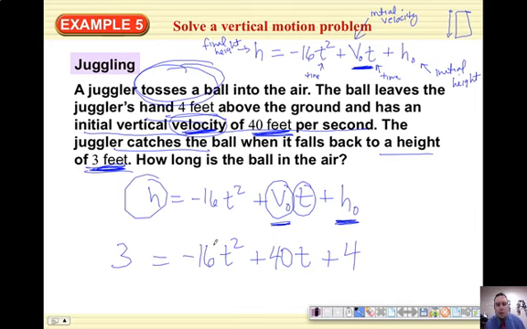Now I could change up the question, say, when does the ball hit the ground? Then this would be 0, but it's not. So be ready for anything that I throw at you. Here we go. All you have to do now is solve this thing. So minus 3, always make it equal to 0, or just about always. So 0 equals negative 16t squared plus 40t, and then this becomes plus 1. All you have to do is solve this.